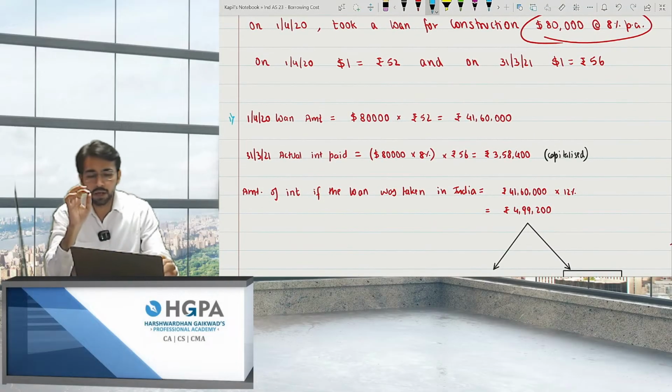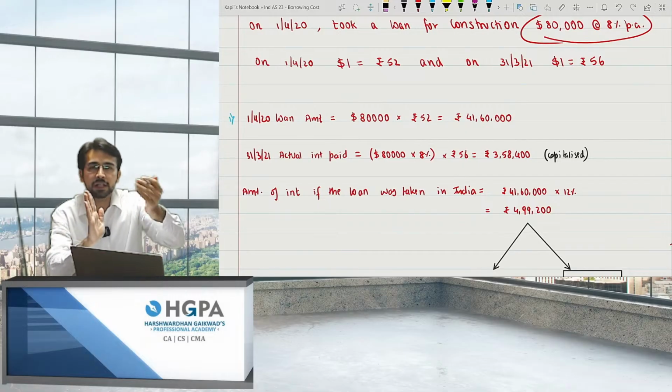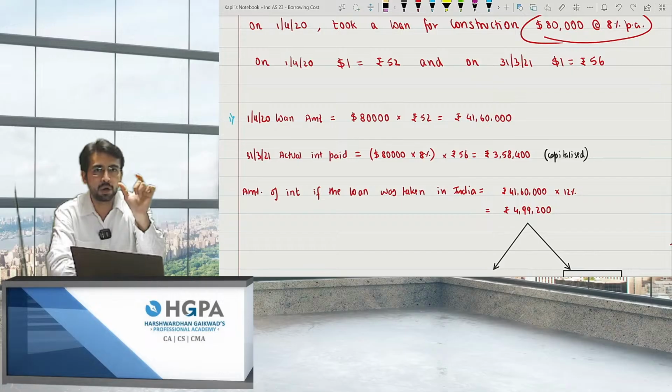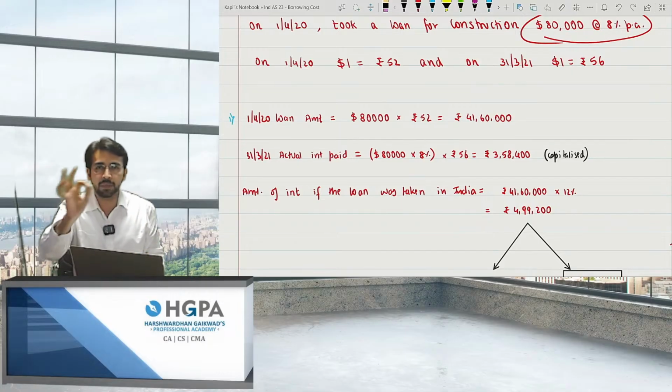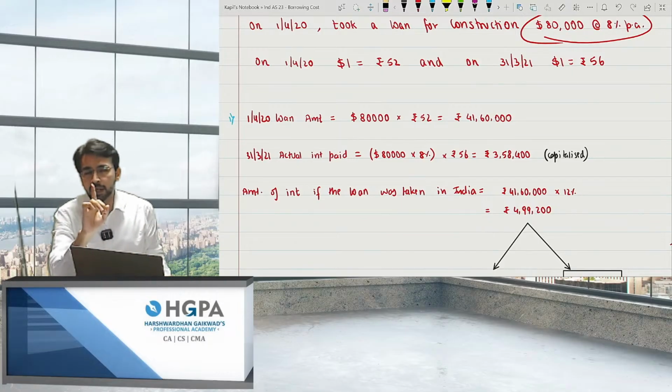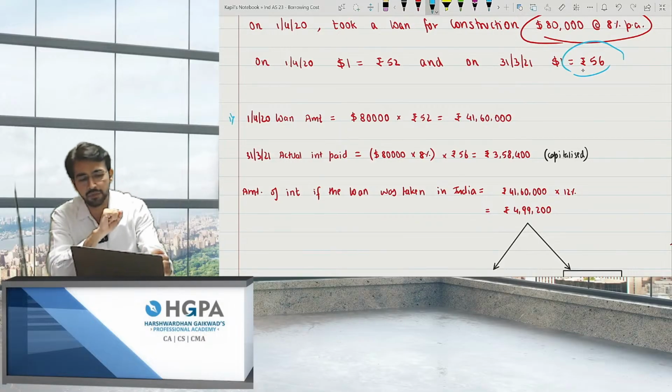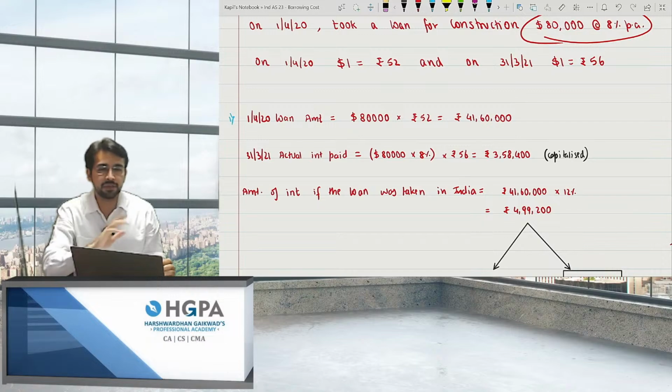If the loan was taken in India, what was the amount? The amount was 41,60,000. Second thing, what is the amount of interest paid? You will not say 41,60,000. You will have to pay the interest on the dollar loan only. So 80,000 was the dollar, 8% was the rate. 80,000 into 8 becomes 6,400. And since you are paying on the last date, the rate is 56. The interest capitalizes to 358,400.